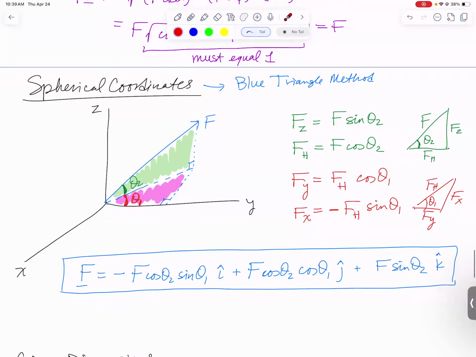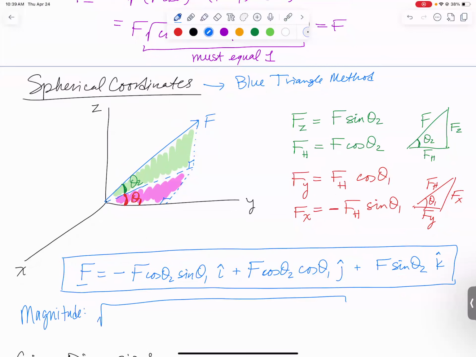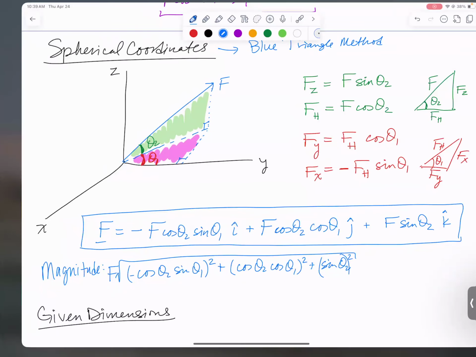As a double check, if you ever wanted to make sure that this works out, you could check the magnitude. It's got to be the square root of, you'll end up with an f squared in every term, so you can pull the f out in front. Inside, you should end up with cosine theta 2 sine theta 1 squared, this has a minus sign, plus cosine theta 2 cosine theta 1 squared plus sine theta 2 squared. Okay, if you work that math out, it needs to end up equaling f.